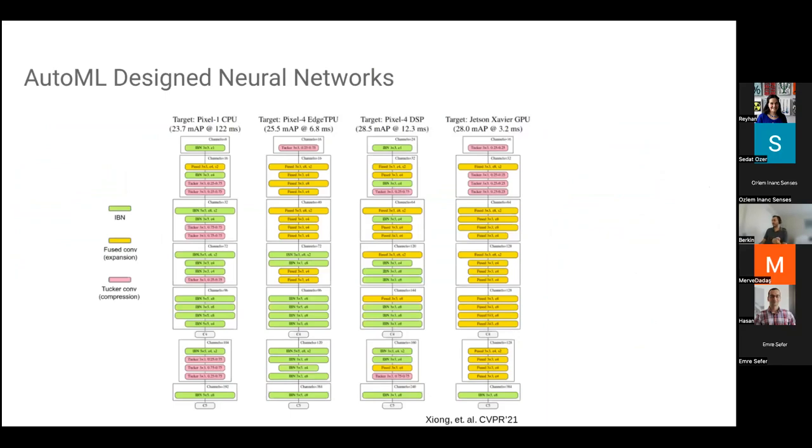Here is the demonstration of AutoML designed neural networks. I'm not going to go into all the details, but just by visual inspection, this is the regular IBN, the conventional IBN, green color. The yellow is the fused one that we introduced. Let's skip the pink one for now, but it's just another alternative, right? So we observe that for different target hardware, such as CPU, TPU, DSP, GPU, the AutoML framework picks different choices that are potentially more efficient and different shapes, right?